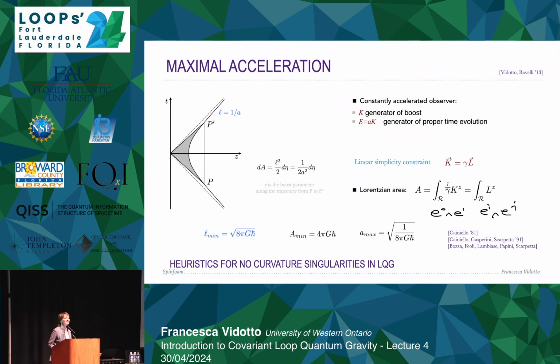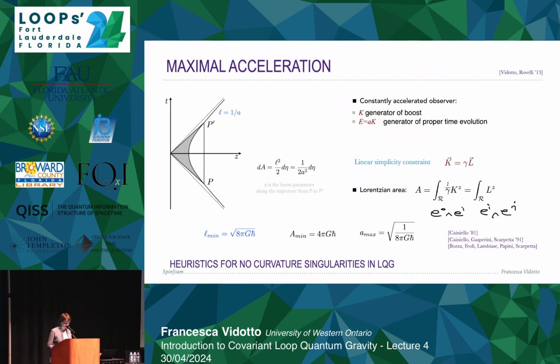I just didn't quite follow you. So yes, from the simplicity constraint, you would have that these time-like areas, as you call them, would have a discrete spectrum, but I didn't understand the connection between that and the maximal acceleration.